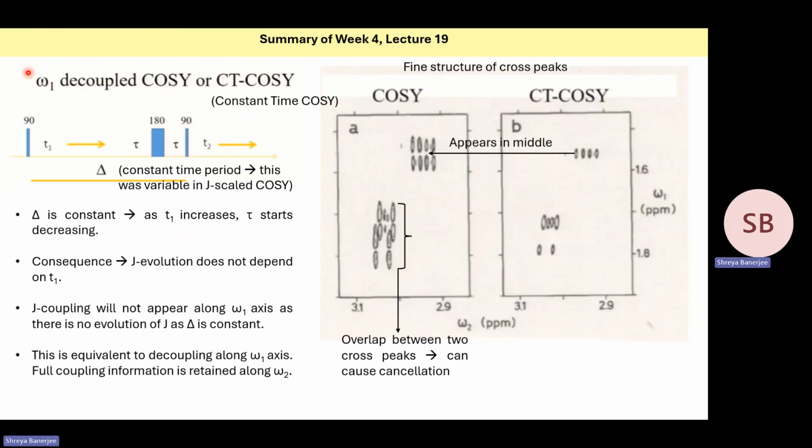Now there is another kind of COSY called omega 1 decoupled COSY or CT COSY, where CT stands for constant time.